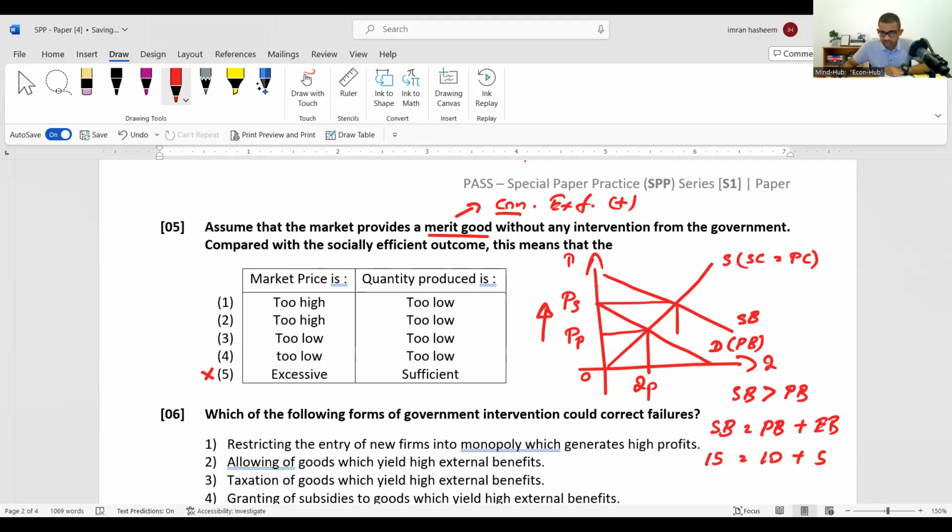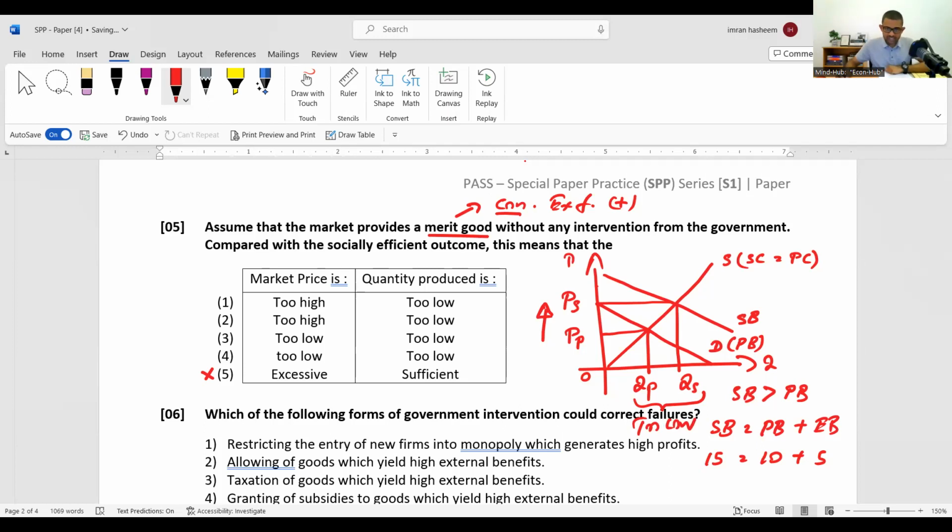And the quantity, can you see? QS, socially desirable quantity. Market only produces QP, right? Market only produces QP. Society wants QS. So this is the too low part. Too low part. Get it?